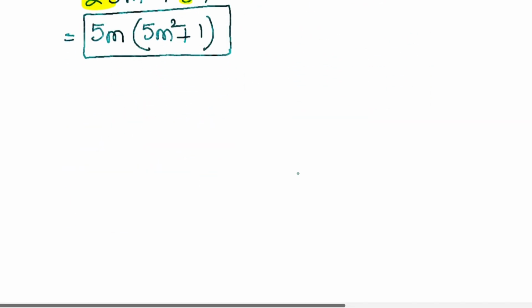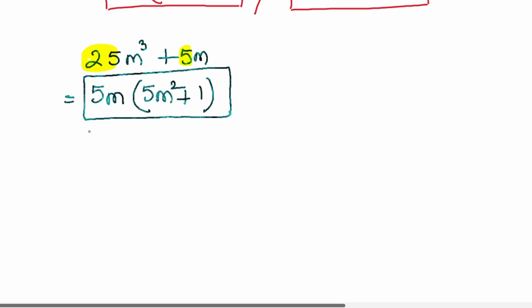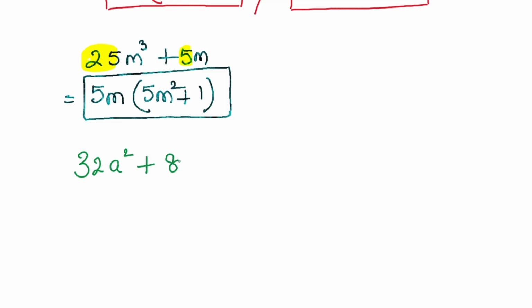Let us take a question with 3 terms. 32a square plus 8ab minus 80b square. Again, we have to find out the greatest common factor. So 32, 8 and 80, what is the greatest common factor of these three numbers?